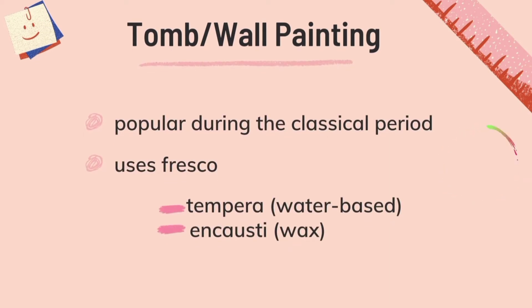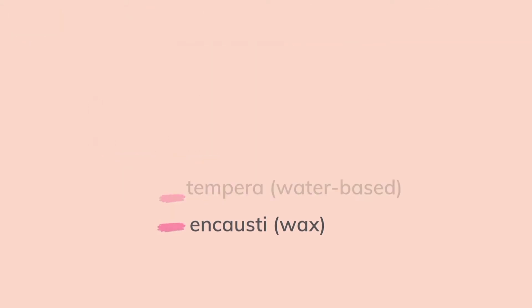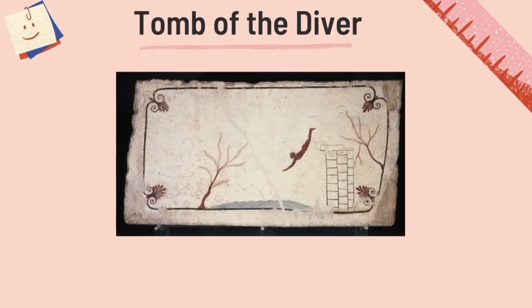Tomb or wall painting. Tomb or wall painting was very popular during the classical period. It uses the fresco method in either tempera or encaustic. Tomb of the Diver. The Tomb of the Diver at Paestum is the finest known example of Greek wall painting of the 5th century, the very best period of Greek art.